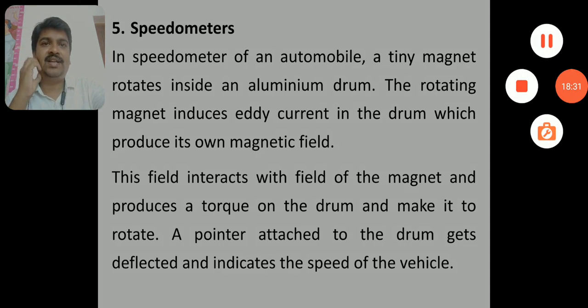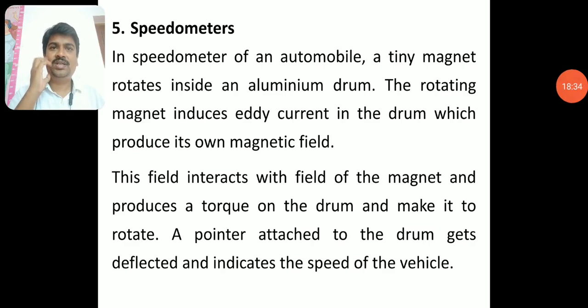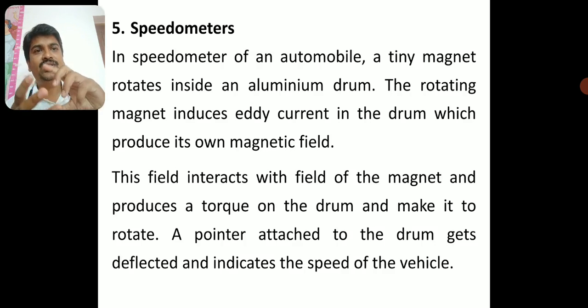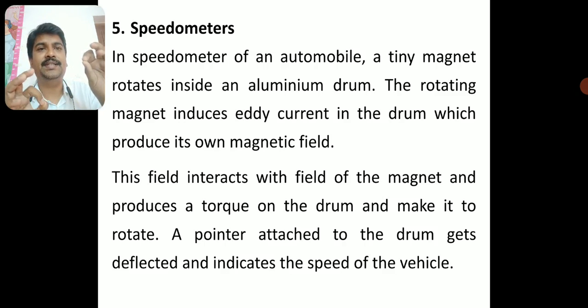We have another application, which is a speedometer. We have seen this speedometer in our automobiles, in our mopeds, in our cars. This speedometer will indicate the speed of the vehicle. Here, a tiny magnet rotates inside an aluminium drum. This rotating magnet induces eddy current in the drum. We have a drum and a tiny rotating magnet.